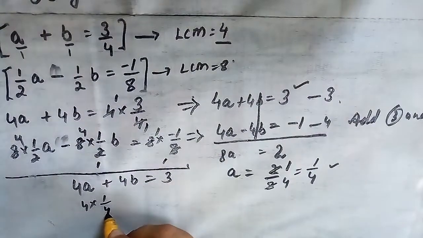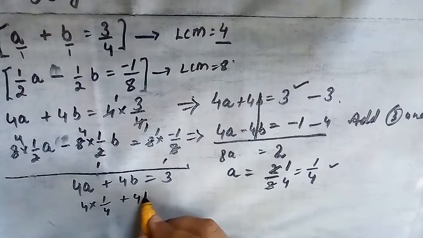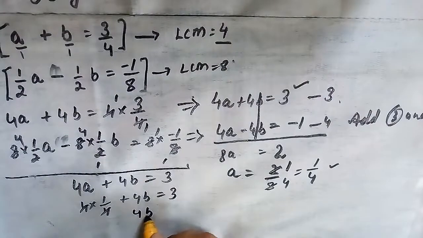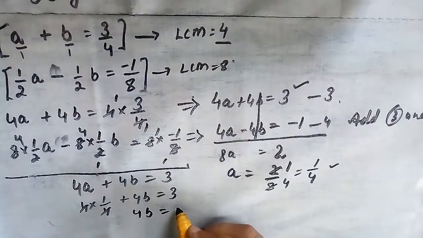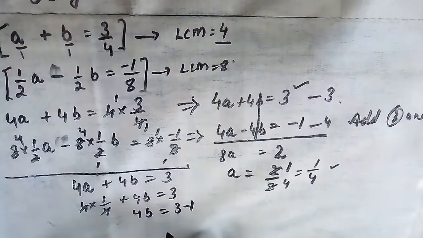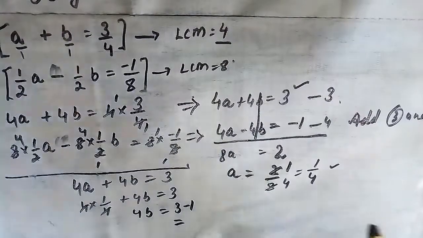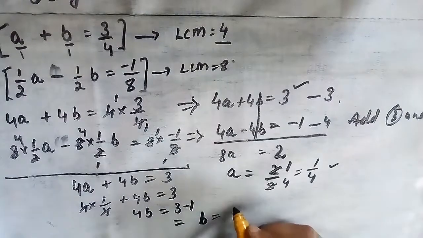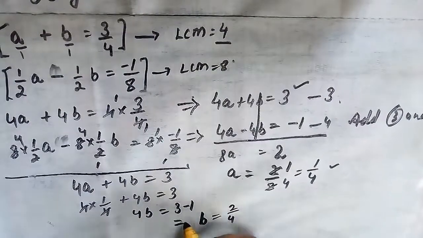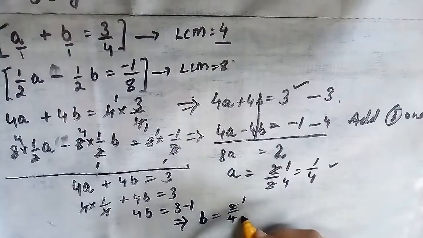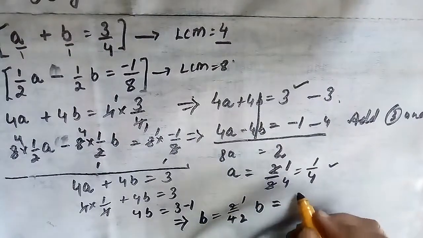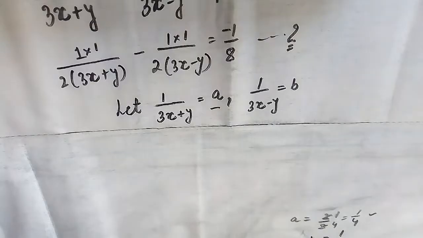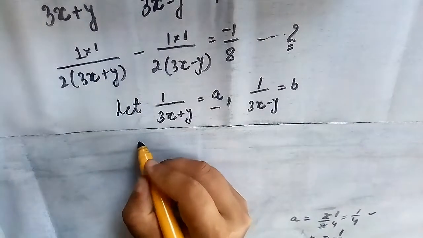So the value of a is 1 upon 4. So it will become 4 into 1 upon 4 plus 4b equals 3. 4 into 1 upon 4 is 1. Take 1 to the right side. 4b will be equal to 3 minus 1, which is 2. So for the value of b, take 4 to the right side, it will be 2 upon 4, that is 1 upon 2. Hence the value of a is 1 upon 4 and the value of b is 1 upon 2.